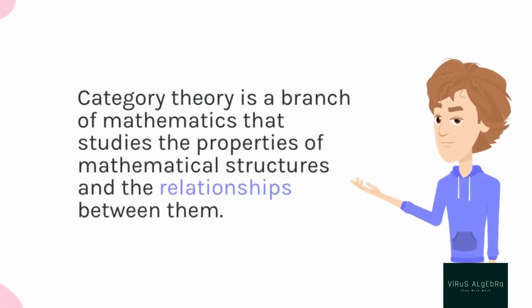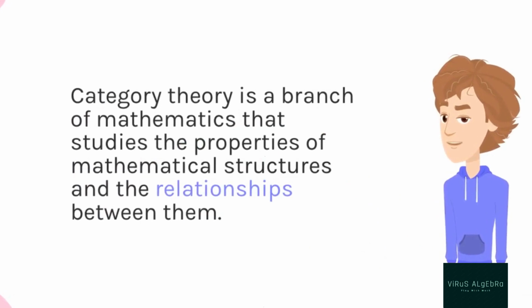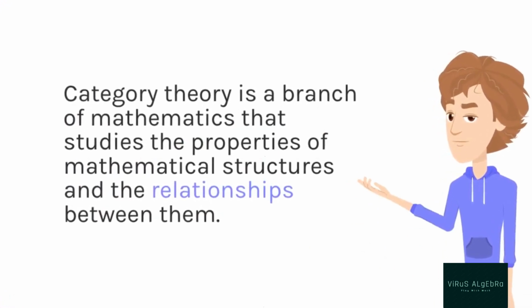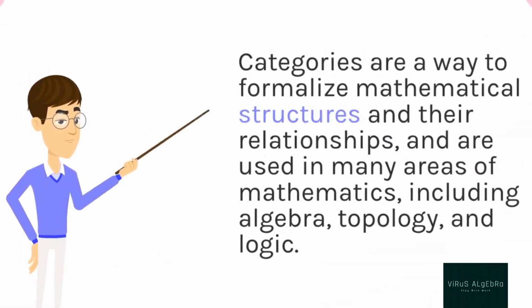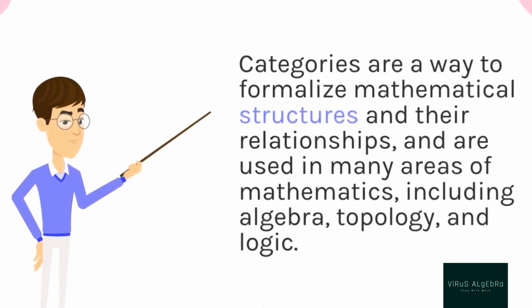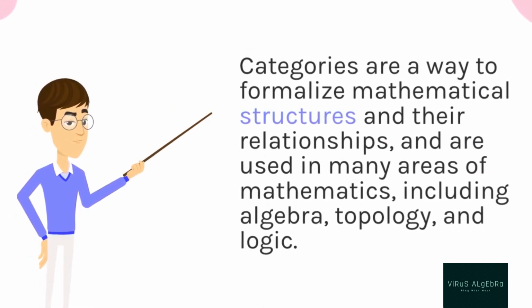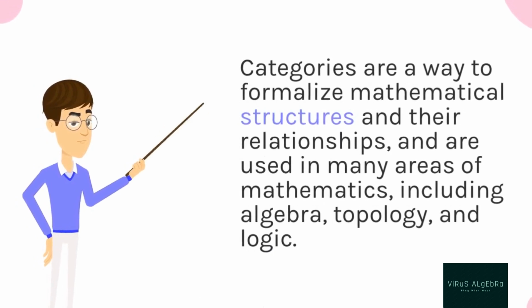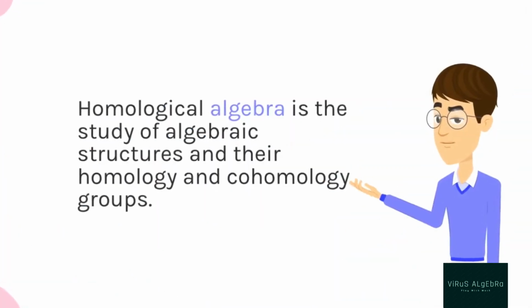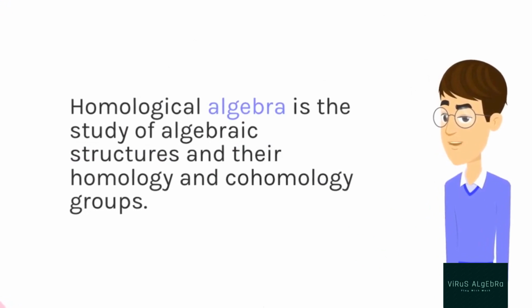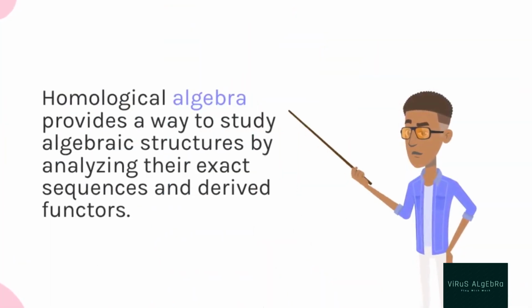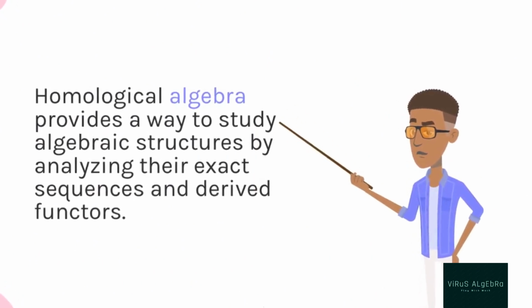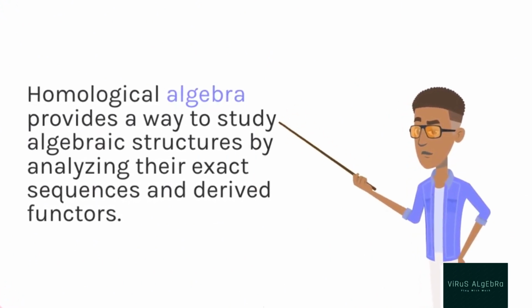Category theory is a branch of mathematics that studies the properties of mathematical structures and the relationships between them. Categories are a way to formalize mathematical structures and their relationships, and are used in many areas of mathematics, including algebra, topology, and logic. Homological algebra is the study of algebraic structures and their homology and cohomology groups. Homological algebra provides a way to study algebraic structures by analyzing their exact sequences and derived functors.